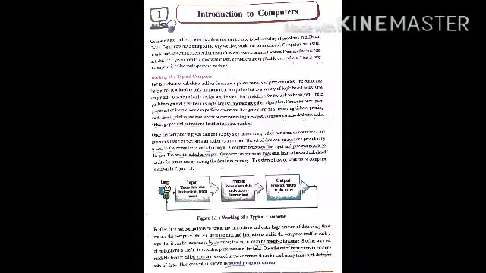Next, CPU. What is CPU? CPU means central processing unit. Apart from input and output devices, a computer uses a processing device to work on the input data and generate the desired output. The most important processing device is the CPU. The CPU is the brain of the computer. It processes the input to perform calculations and produce output.